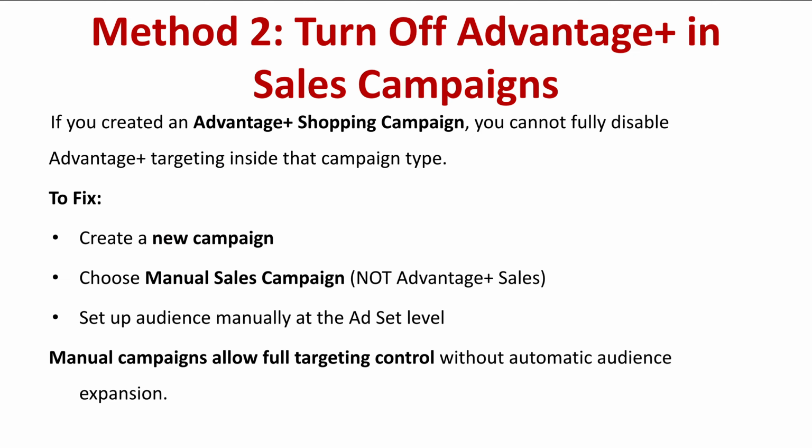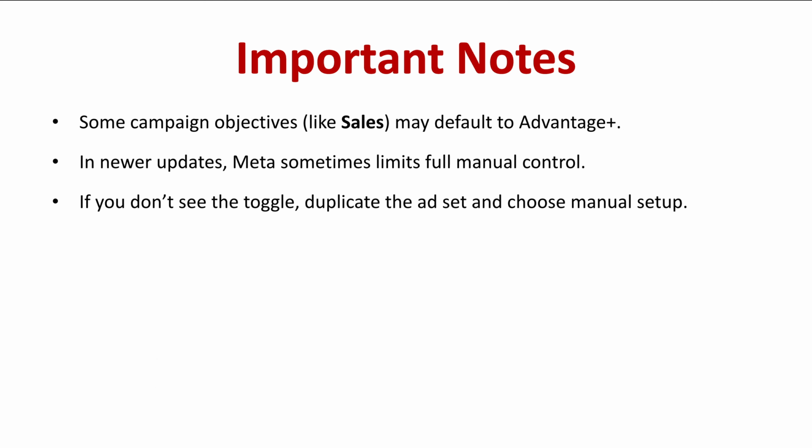So the second method is turn off Advantage Plus in sales campaign. If you created an Advantage Plus shopping campaign, you cannot fully disable Advantage Plus targeting inside that campaign type. To fix, create a new campaign, choose manual sales campaign, not Advantage Plus sales. Set up audience manually at the ad set level. Manual campaigns allow full targeting control without automatic audience expansion.